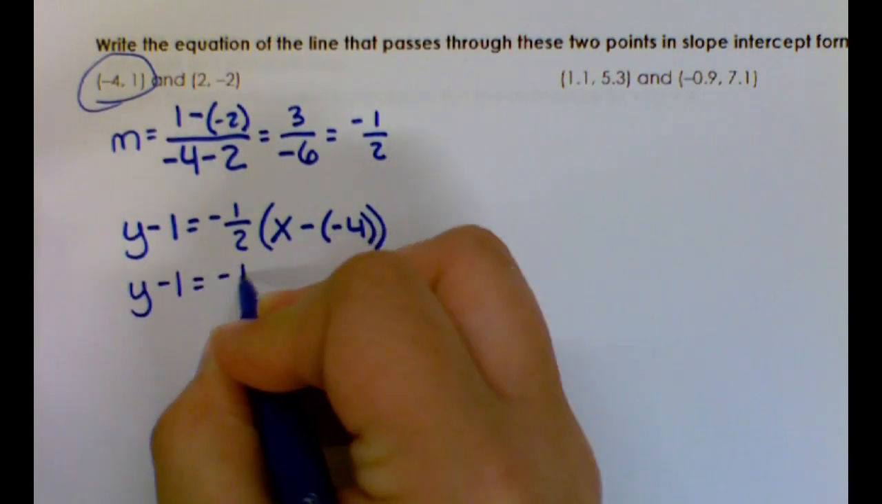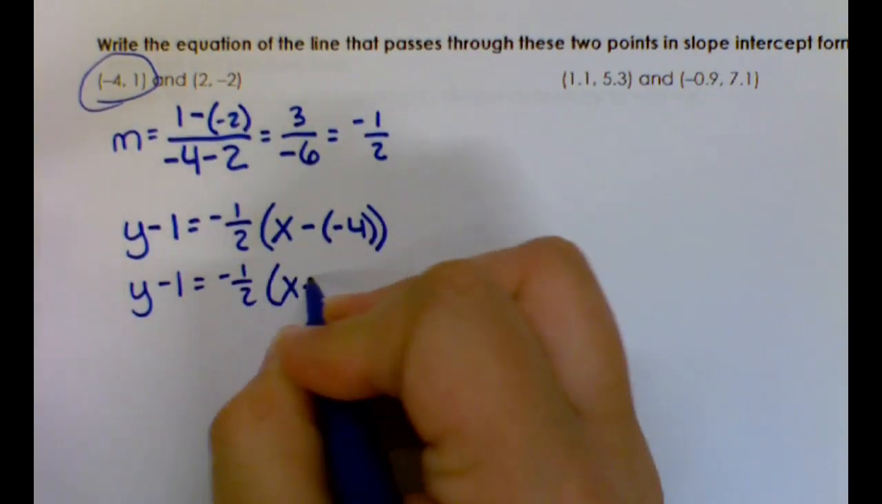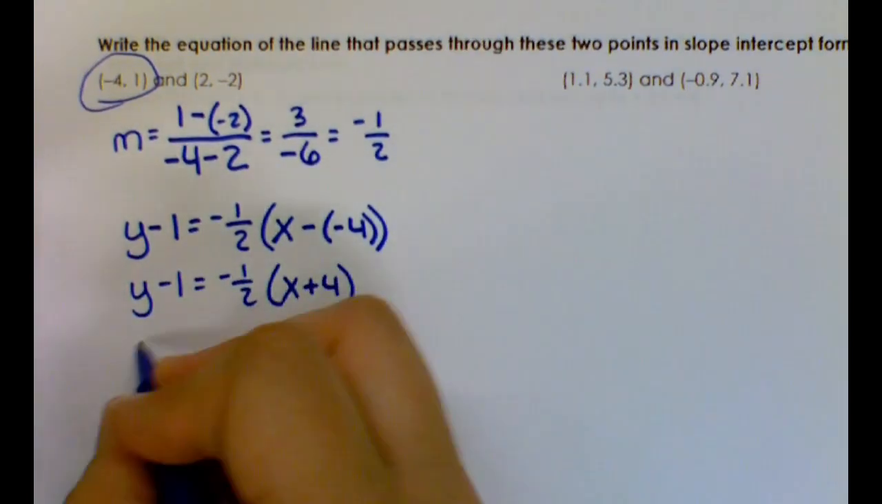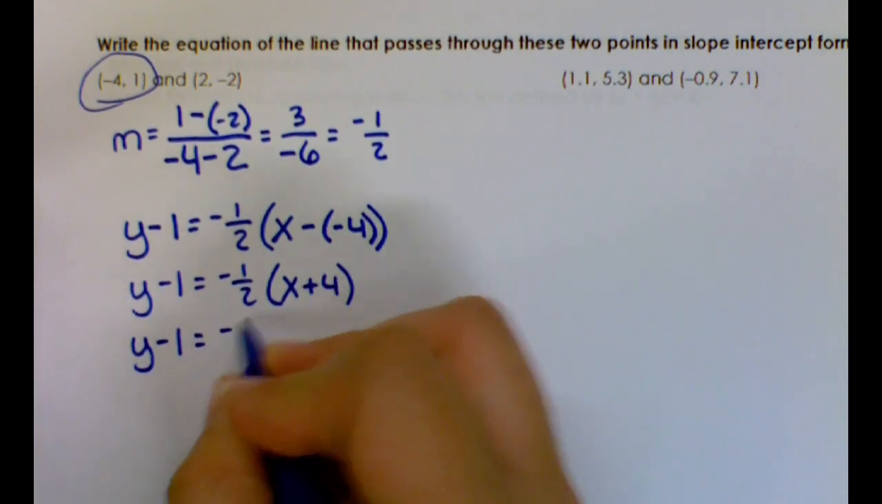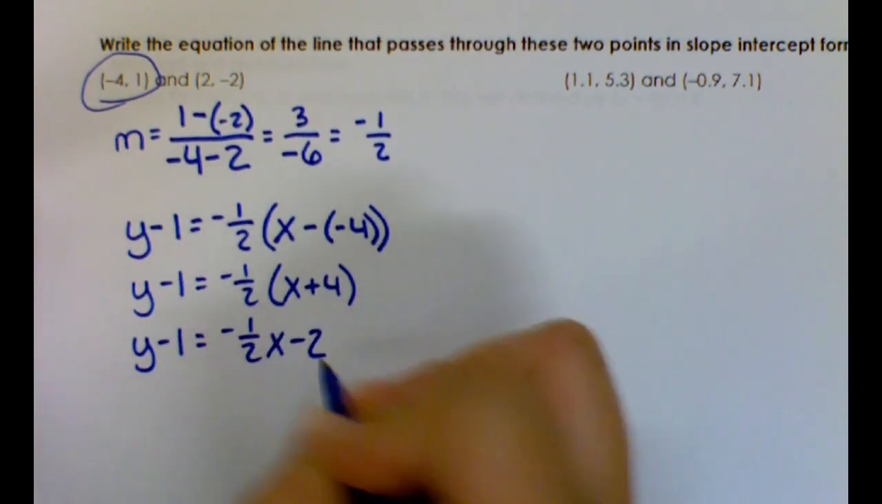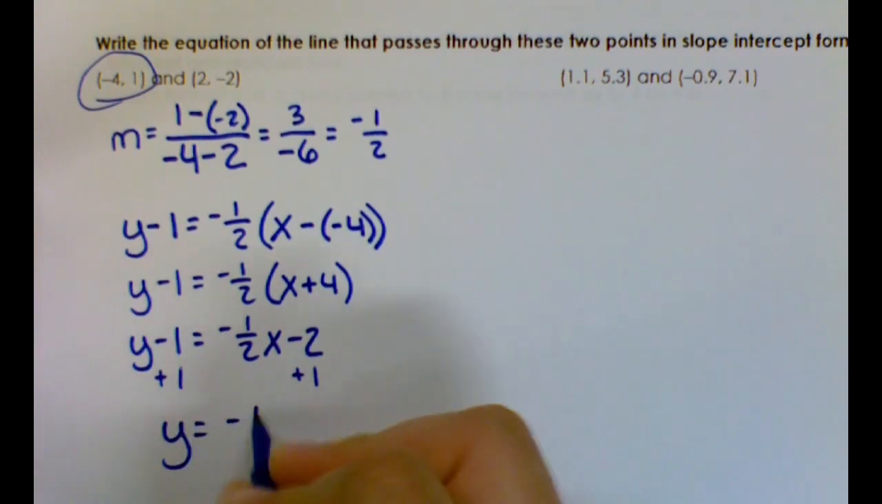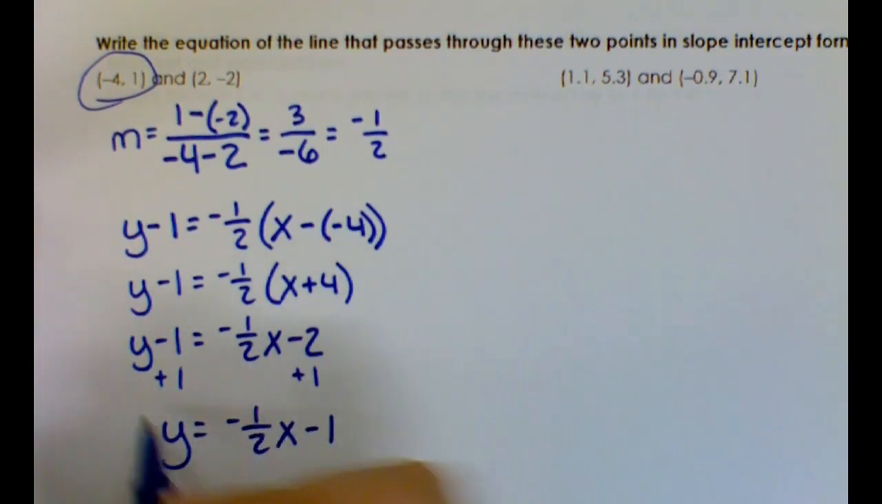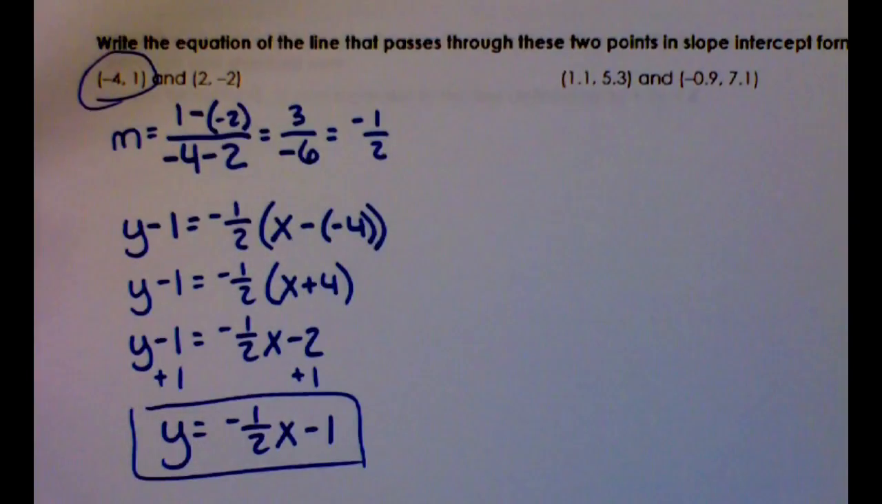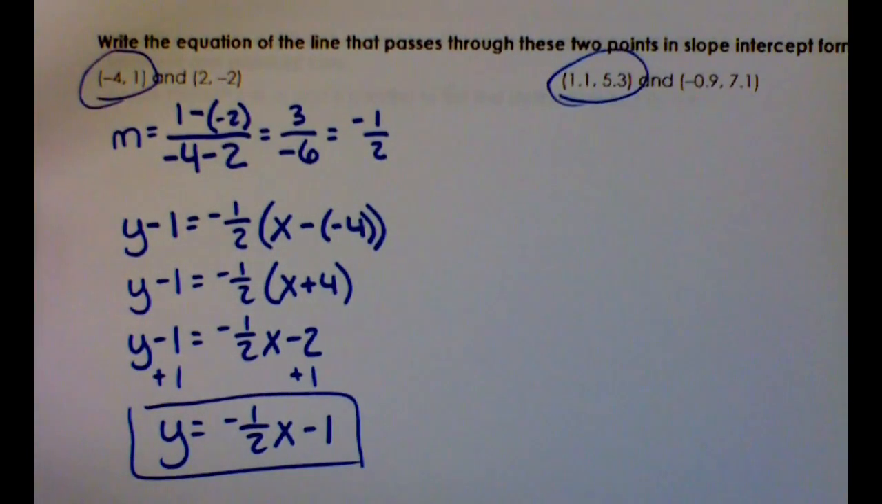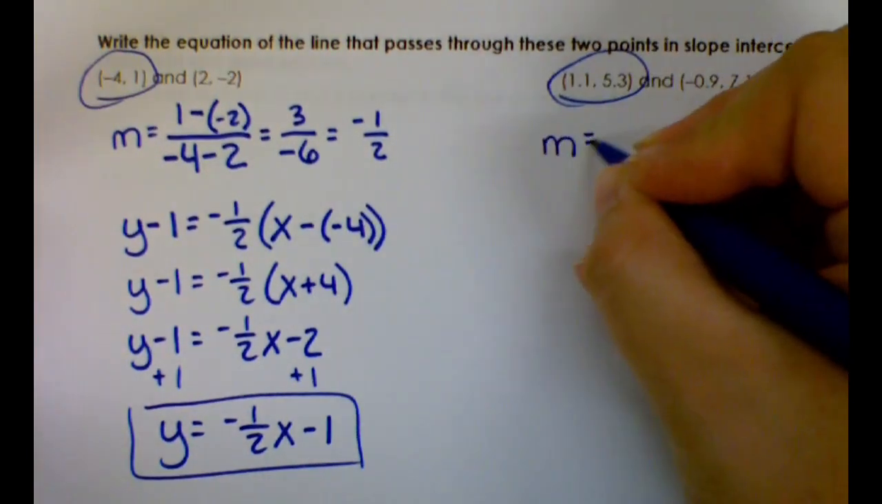That double negative in the parentheses becomes x plus 4. Distribute my negative 1/2. I have negative 1/2 x minus 2. Add that 1 over. I get y equals negative 1/2 x minus 1. There's my answer. We'll follow the same steps for this second one. First step is pick one of your points to be first. I'm going to pick that first one again. Why not?